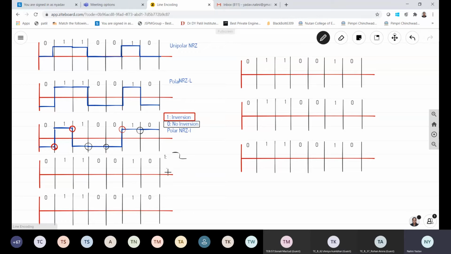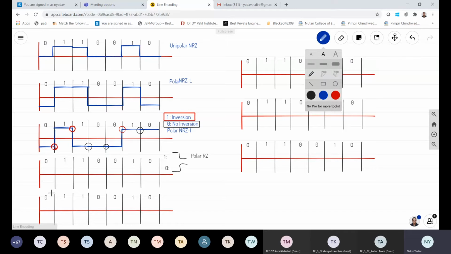Then for the 0, I will take ulta Z. So that is for 1. For 0, I will be taking ulta Z, inverted Z, you can say. So this is what I will be declaring for polar RZ, the return to 0 method. Polar RZ, a return to 0 method. So very simple again to draw.